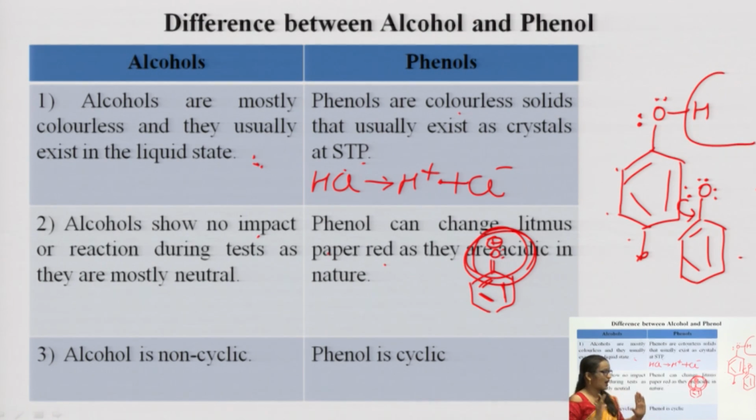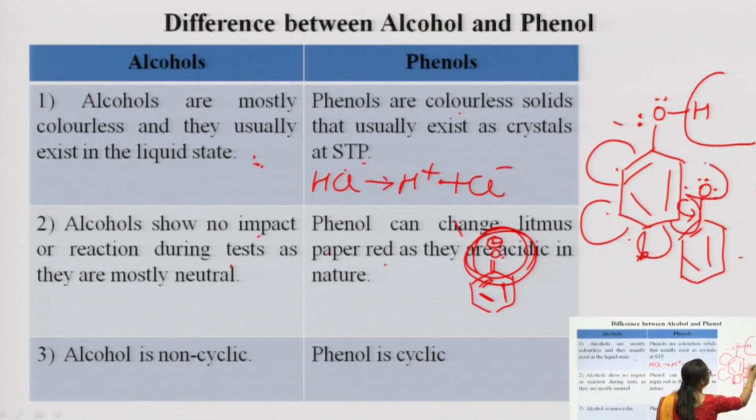Getting my points? Alcohols are not acidic because they do not have a lone pair of electrons that can move, but in phenols a lone pair of electrons can take part in the delocalization of electrons, and this delocalization takes place in the benzene ring. I will tell you in detail in another lecture about the acidity of phenol. Now it must be clear that alcohol shows no reaction during the test as it is mostly neutral, while phenols can change litmus paper to red as they are acidic in nature.